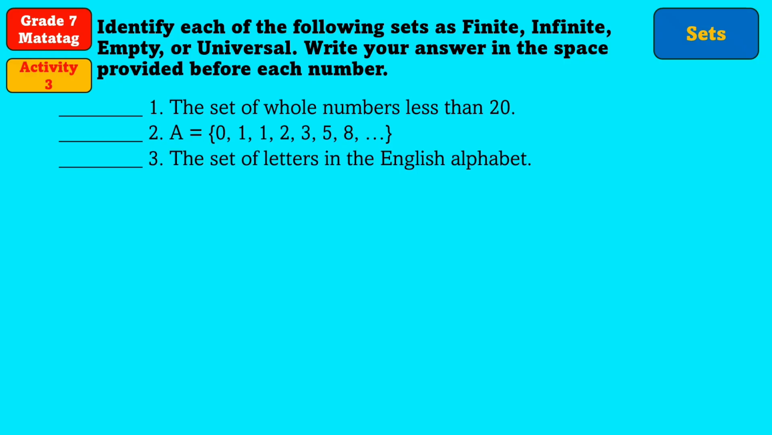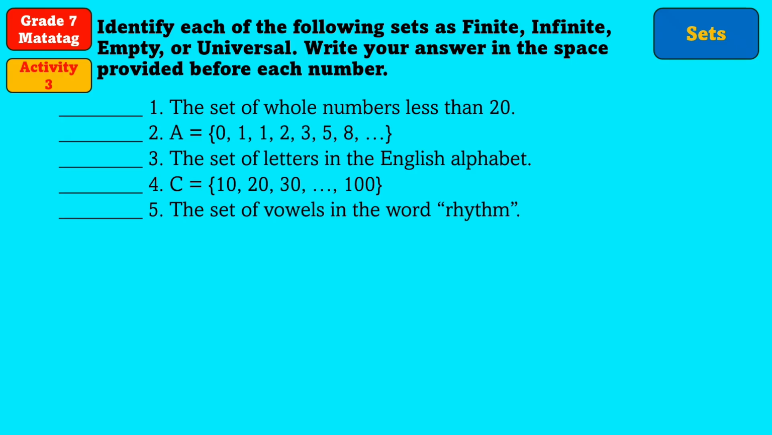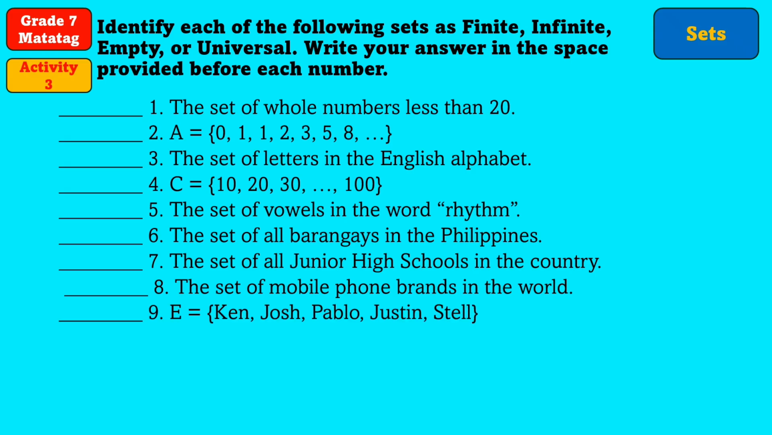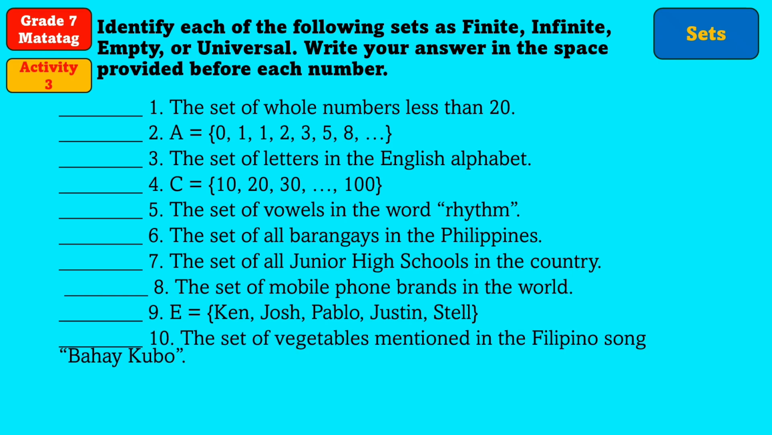3, the set of letters in the English alphabet. 4, C with the elements 10, 20, 30, 40, 50, 60, 70, 80, 90, 100. 5, the set of vowels in the word rhythm. 6, the set of all barangays in the Philippines. 7, the set of all junior high schools in the country. 8, the set of mobile phone brands in the world. 9, E is the set of Ken, Josh, Pablo, Justin, Stell. And 10, the set of vegetables mentioned in the Filipino song Bahay Kubo. Pause the video and answer the items.